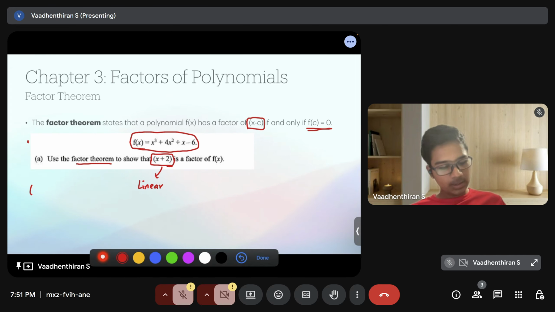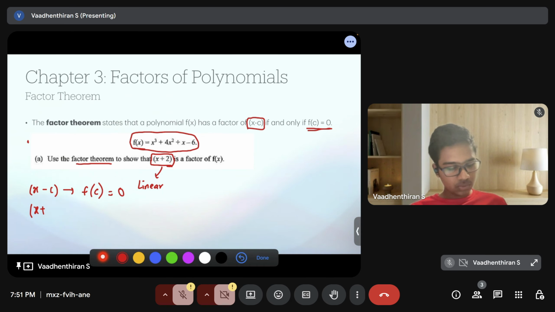As we saw, you need to convert it to the form x minus c. If it is in x minus c form, f of c should be equal to 0. Here it is x plus 2, so you set x plus 2 to 0 and find the x value, which is x equals minus 2. This x equals minus 2 should be substituted in the function. And if this gives 0, then you can say that x plus 2 is a factor of f of x.